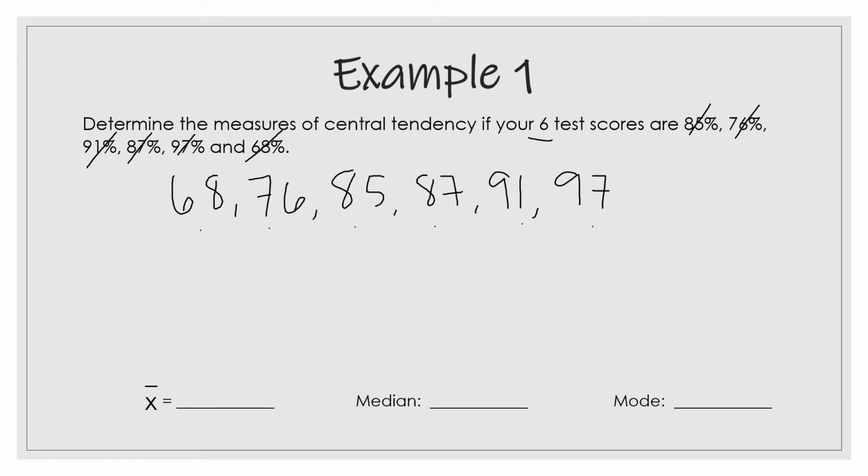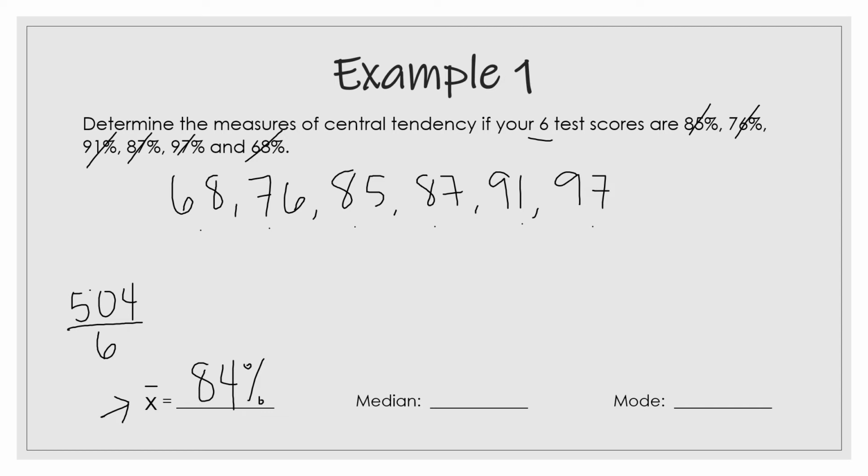All right, so X bar just means the mean. That means I'm going to take each of these numbers and add them all together. So 68 plus 76 plus 85 plus 87 plus 91 plus 97 is 504. Then to find the mean, you divide by how many numbers there are. We had 6 numbers total, so 504 divided by 6 is 84. So my mean for this problem would be 84%.